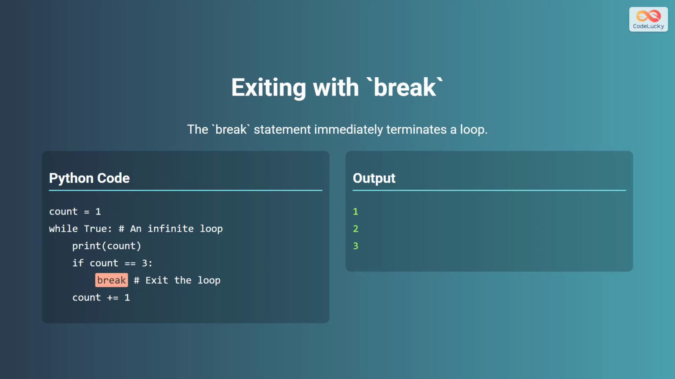To escape a loop, even an infinite one, you can use the break statement. When the program encounters break, it immediately terminates the loop and continues with the code that comes after it. In this example, the loop stops as soon as the count reaches 3.